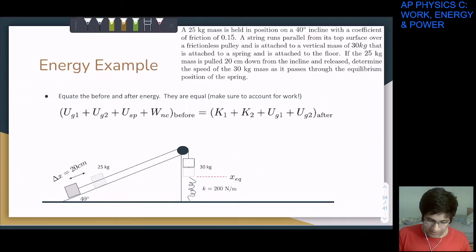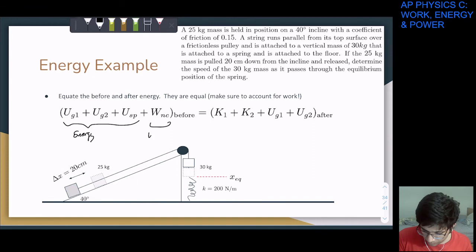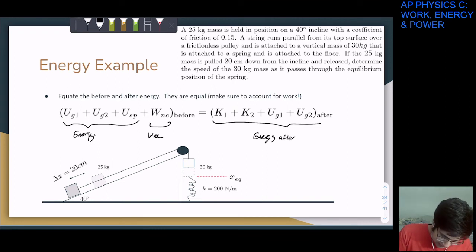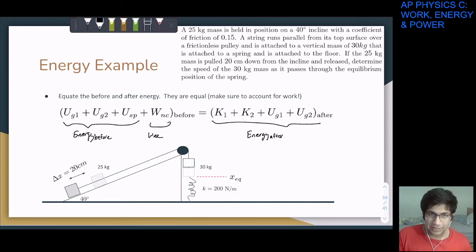So we can say that this here is our energy before, this is our work, non-conservative, and this is our energy after. Ooh, my handwriting will get better, I think. It's a little hard to write on. Okay. So far, so good.